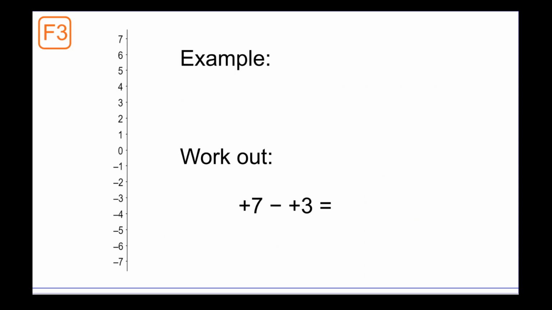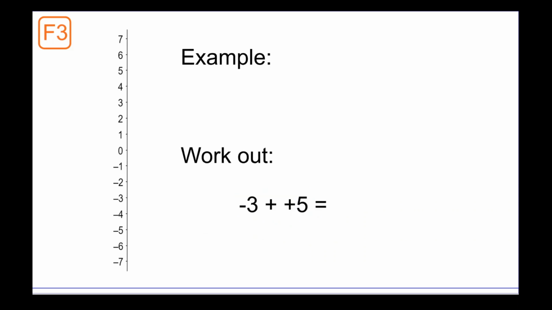Take a moment to read this example. The numbers here are positive 7 and positive 3. The operation is subtract, and we know that positive 7 is just 7, and positive 3 is just 3, and 7 take away 3 is 4. You don't have to write this extra line if you don't need to.